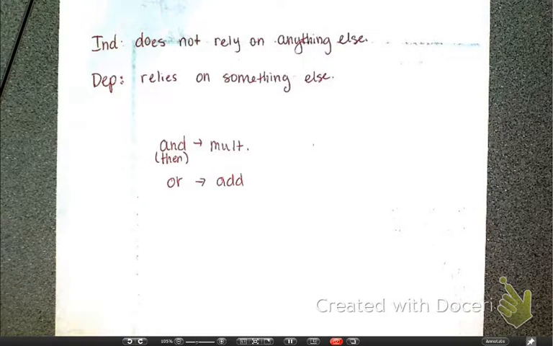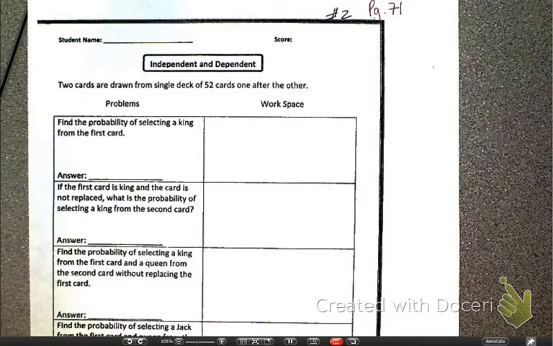No. We're good. All right, questions on those? All right, let's go and look at problems. So 2 cards are drawn from a single deck of 52 cards, one right after the other. Okay? Find the probability of selecting a king.